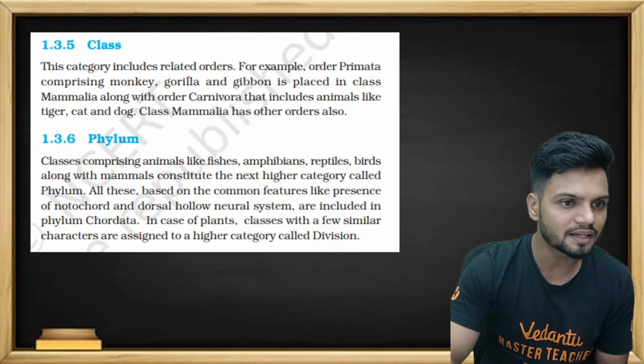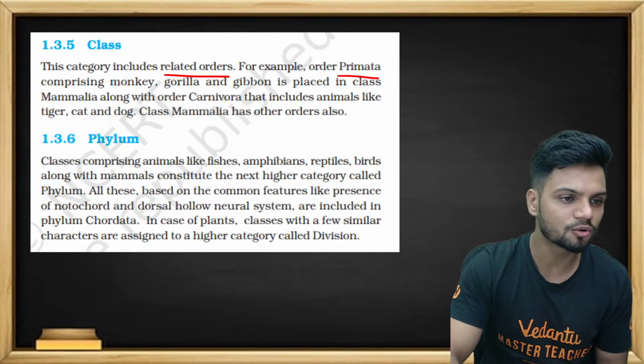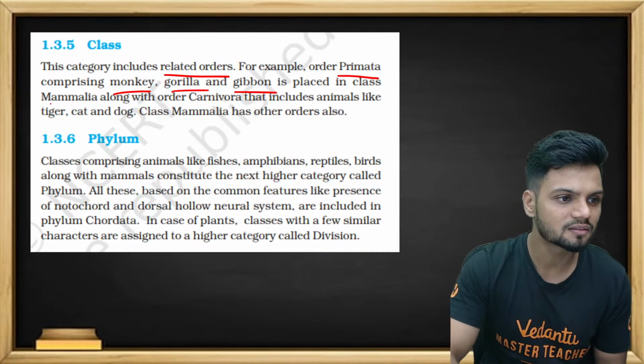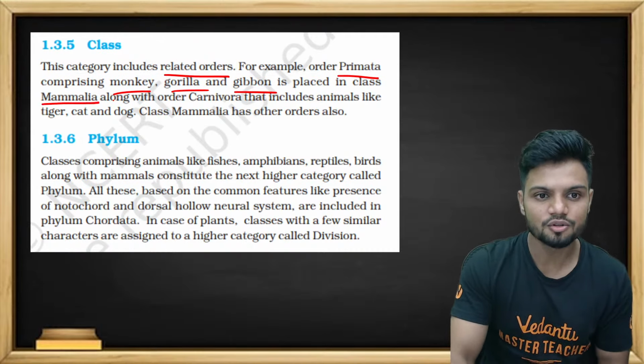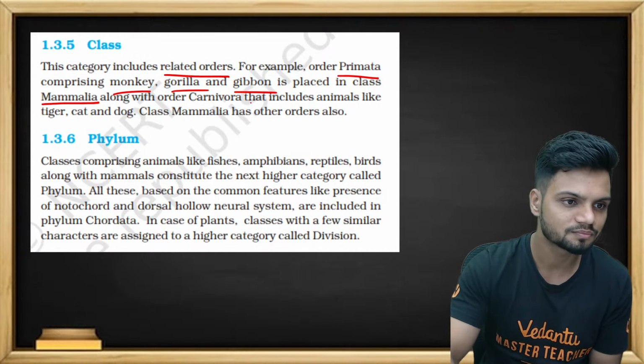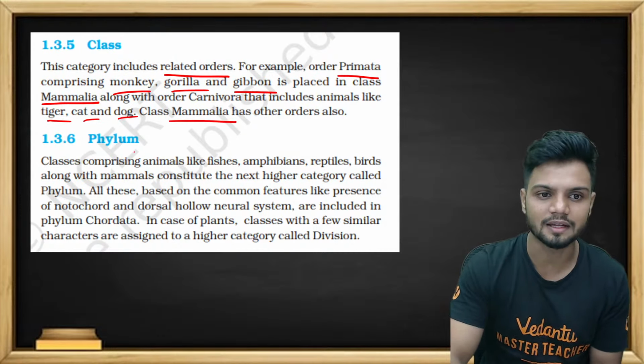Class. This category includes related orders, obviously. For example, Primata, which includes monkey, gorilla, gibbon, is placed in class Mammalia. So many orders come together and we make a class. Cats, dogs, everything are also under Mammalia now.